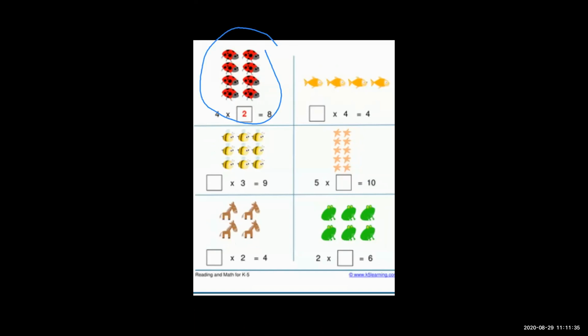Right. Now tell me, in the next column which object is given to you? Yes, fish is given to you. Very good. Now what is the answer here? Dash into 4 is equal to 4. There is one group. In one group, how many fishes are there? 4. So it's a single group. So 1 into 4 is equal to 4.